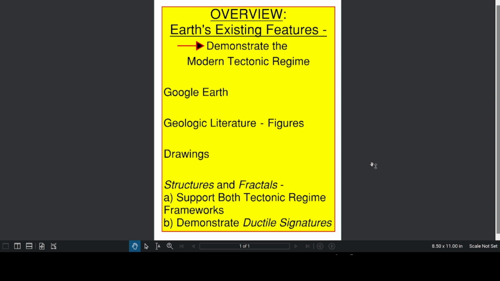So the key to this, it all centers around structures and fractals. I'll define them in a minute. These structures and fractals support both tectonic regime frameworks. There's two tectonic regimes, as I explained, one before the other. And the structures and fractals also demonstrate ductile signatures. So I'll describe what they are now, what all this is.